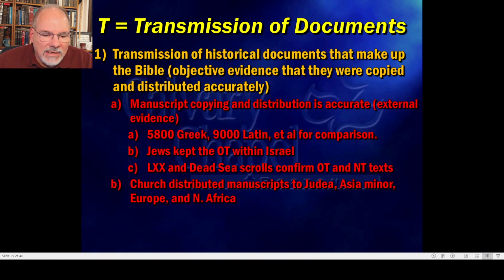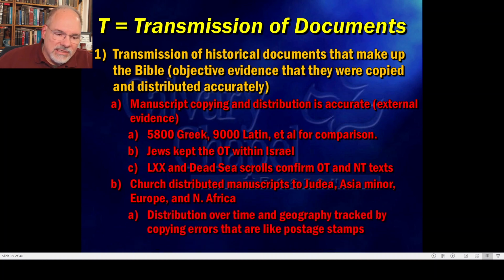Notice here it says the church distributed manuscripts to Judea, Asia Minor, Europe, and North Africa. I apologize for that. It just keeps repeating. And this helps us because, like here, it says the distribution over time and geography is tracked by copying errors that are like postage stamps.